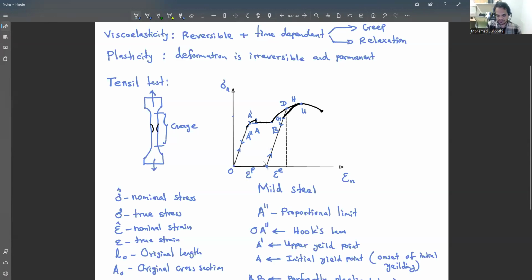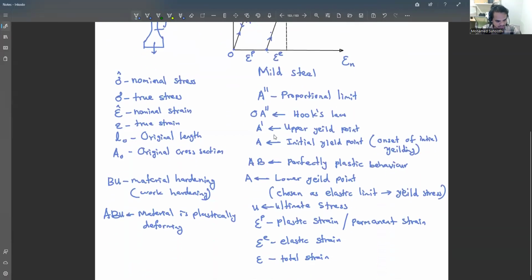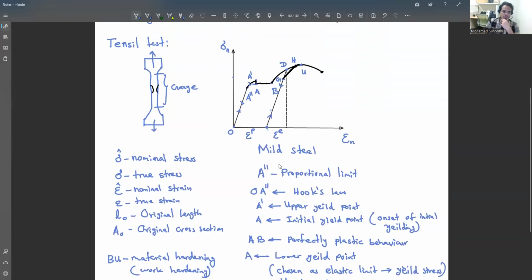Here the point H is something like the previous one. G is the proportional limit, the second proportional limit. H is the subsequent yield point, subsequent yielding. Let me mark that one: G, subsequent yielding. So you know the total strain is actually elastic strain plus plastic strain. This is for the mild steel case.